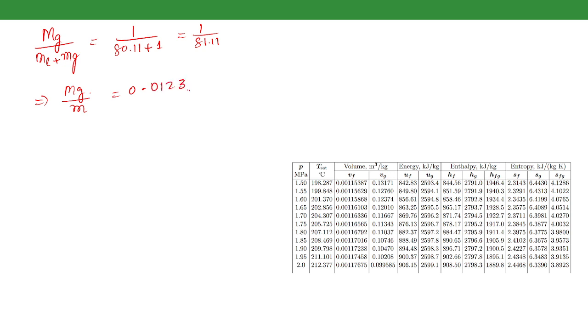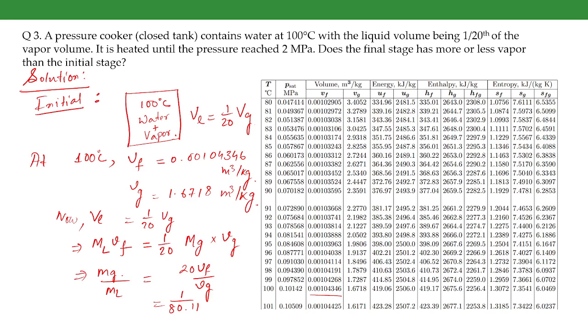So from mg by ml we do this one, mg by ml plus mg is equal to 1 by 80.11 plus 1, that is 1 by 81.11. So this value, that is mg by total mass, essentially comes out to be 0.0123, this will be the dryness fraction of the state 1, x1. Now since the container is rigid and the mass is fixed, this specific volume value will also be the same in all the states during the heating process.